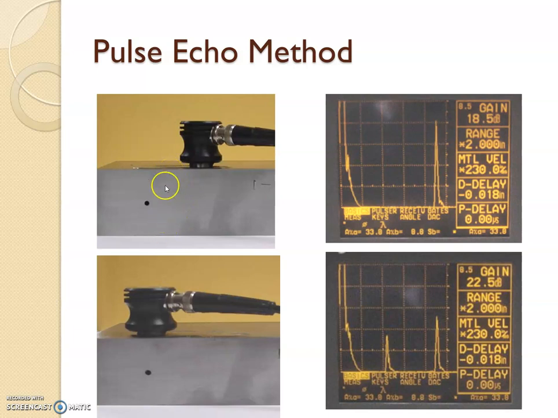Consider at first we do not have any flaw in this specimen. If the material is not having any flaw in it, we will not get any disturbance in between. And finally we will get one more peak. Name that peak as P pulse.